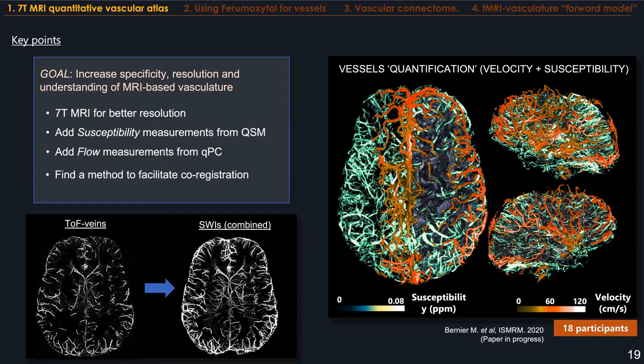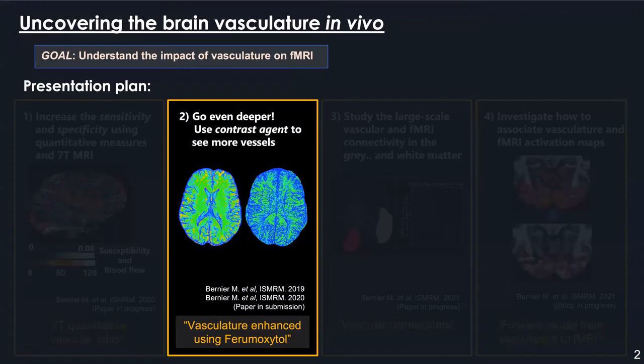And so that led us to think about the importance of having a solution to fill those missing vessels in the brain. That led us to go even deeper and get more vessels and more accurate vessels in the brain. For this, we wanted to investigate a contrast agent called ferumoxytol. Ferumoxytol is recently employed for patients that have anemia, iron deficiency, and in our case, it's also a good vessel enhancement contrast agent.